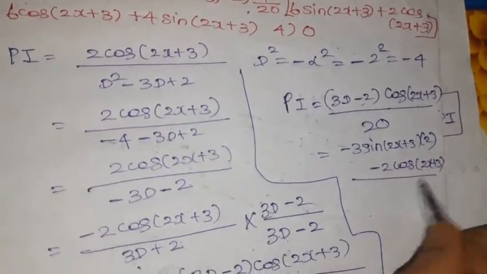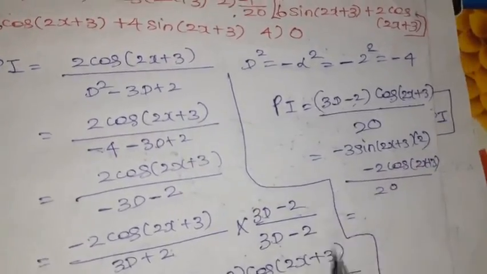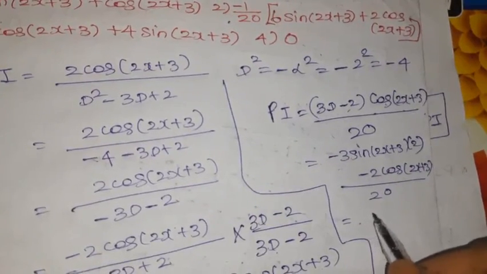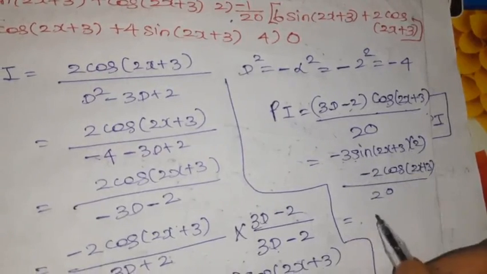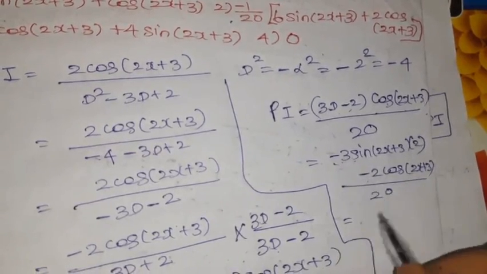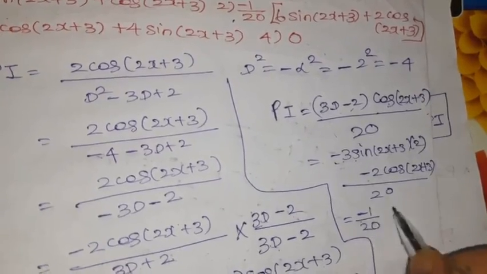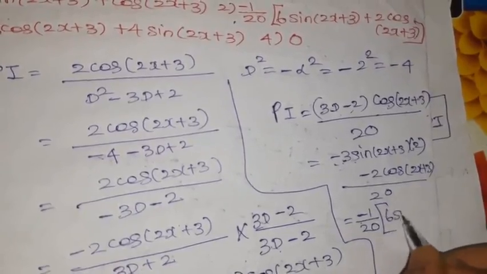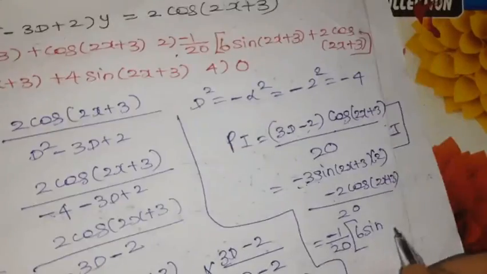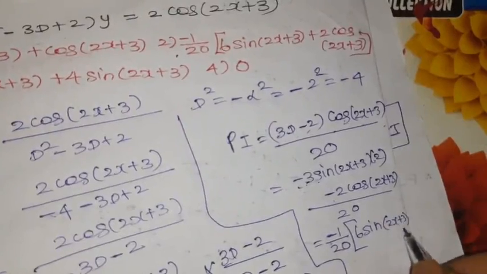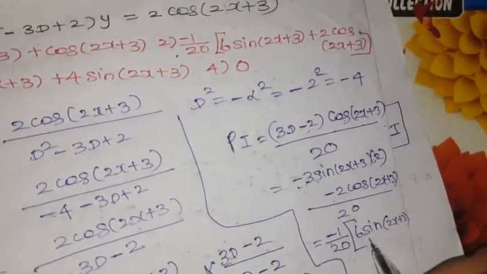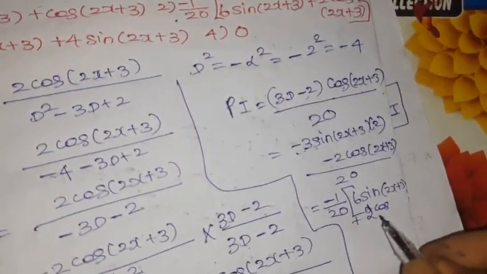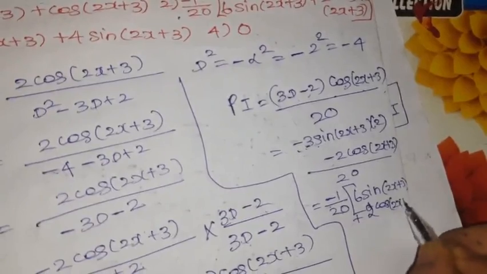This term, in denominator 20. So what we will get? Minus this term. Minus 6, in minus 1 by 20, take minus 1 by 20 outside. 3 into 2 is 6, 6 sin 2x plus 3, plus 2 cos of 2x plus 3.